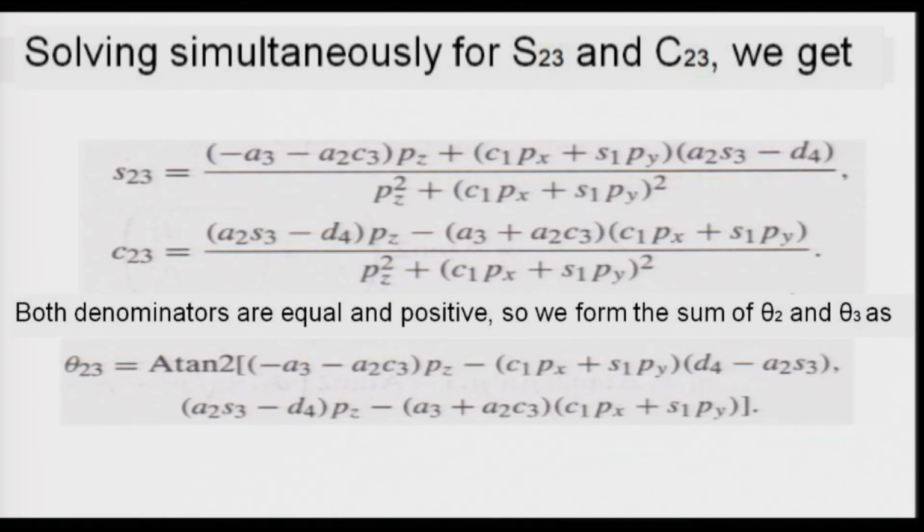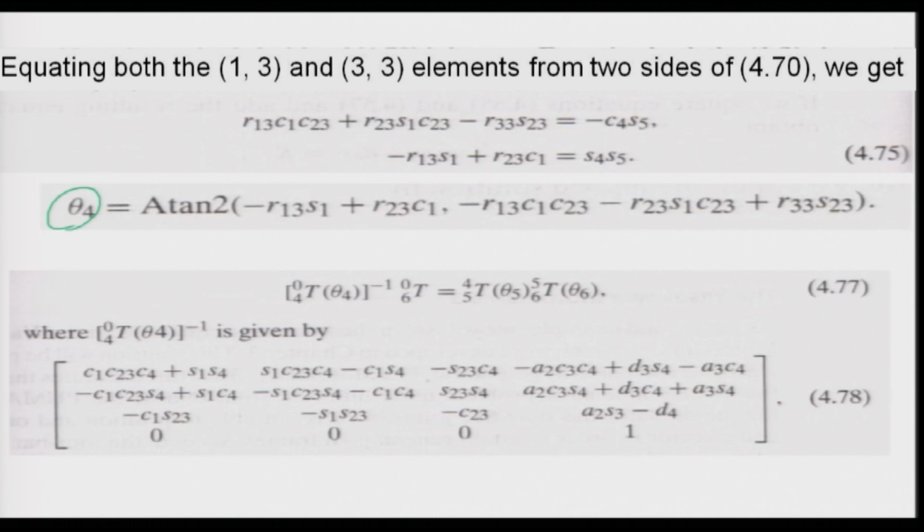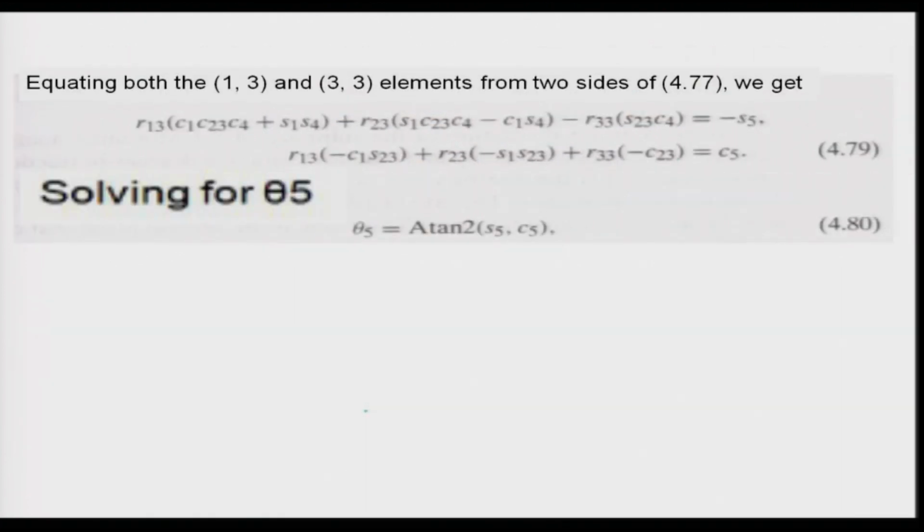Okay. Now, proceeding similarly, the entire left hand side of 4.7 is known. So, equating 1 3 elements and 3 3 elements from two sides of this, we get two equations again, and from here I can get theta 4, then correspondingly we can get theta 5 and then theta 6. Okay. Theta 5, similarly equating elements 1 3 and 3 3, we can get theta 5 and then we can get theta 6. So, essentially we are able to get all the solutions of theta 1, theta 2, theta 3, theta 4, theta 5 and theta 6. Okay.